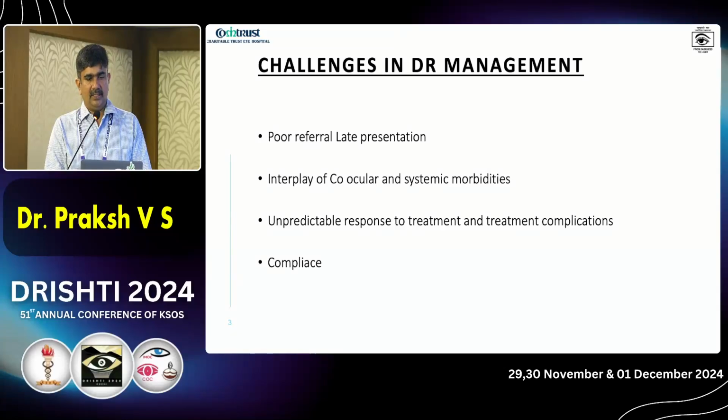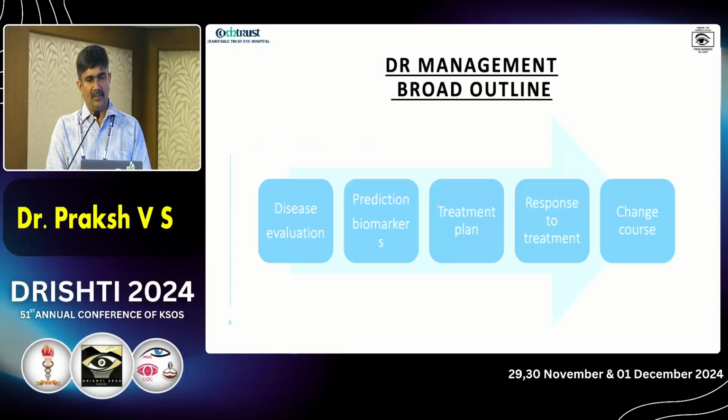Challenges are mainly due to, unlike other diseases which we talked about so far, this having a lot of comorbidities and systemic problems. And again, the treatment response, whatever we have currently in our armamentarium, is very unpredictable, and compliance for these patients is also very poor. So this will be a broad outline of how you manage a case of diabetic retinopathy.